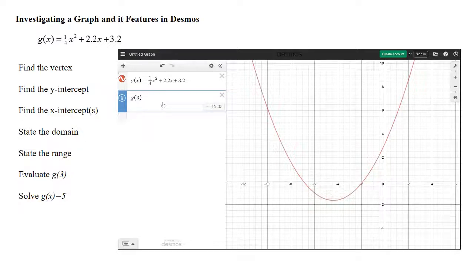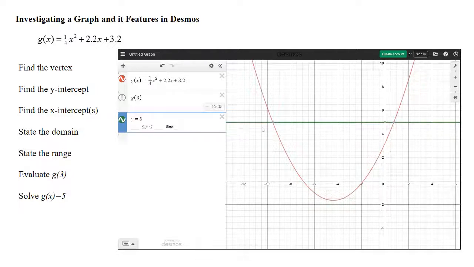So if you list your function in functional notation, you can then evaluate it at different points along the way. The last question is to solve g of x equals 5. Now we have to do a little extra to solve this one. We need to actually look at where the y value or the output is 5. And the easiest way to do that is to type in a horizontal line at y equals 5.